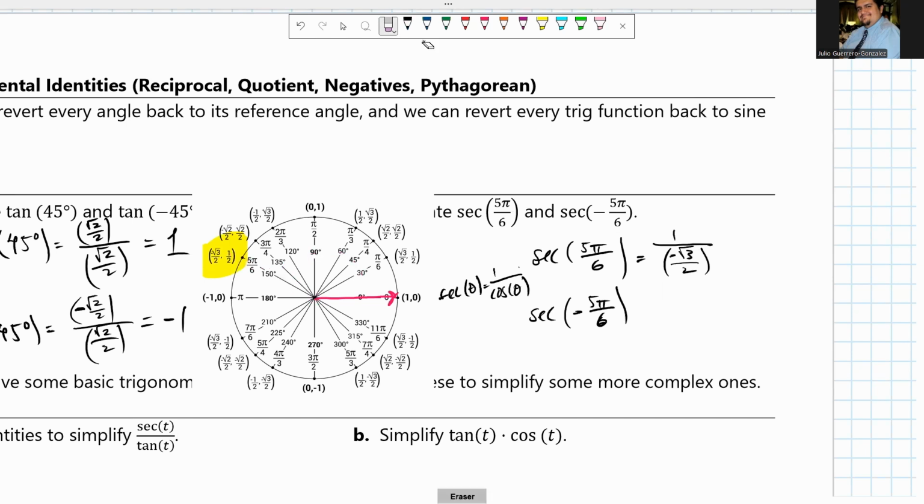For secant of negative 5 pi over 6, same thing out this way, and I need to go negative 5 pi over 6. That's right there. So I need this point. Again, we need the x portion. 1 over negative root 3 over 2. Done.